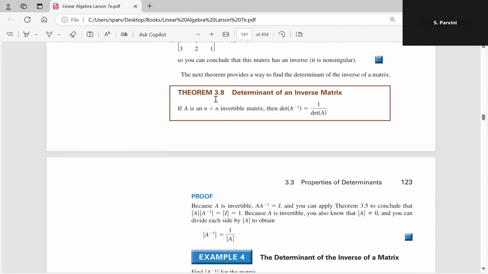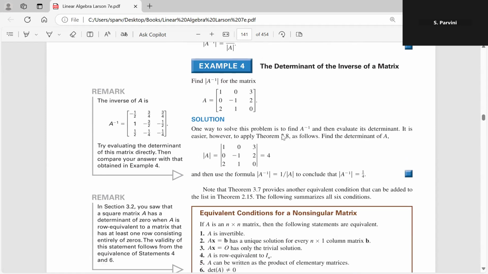Now, this theorem 8 says the determinant of the inverse of a matrix is 1 over the determinant of A. And again, these theorems are there to help us, so we don't have to, for instance, find the determinant of A inverse directly. Once you have the determinant of A, just take the reciprocal, and that will be the determinant of its inverse without even finding the inverse. So that's the beauty of this theorem.